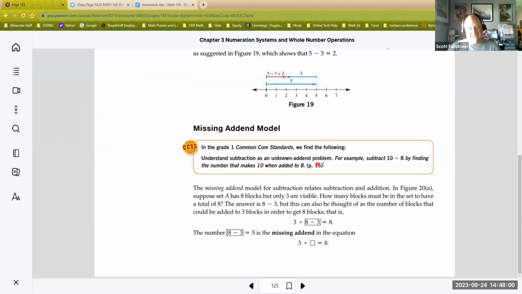Okay, missing addend model. Missing addend is thinking about something known as a 4-fact family.